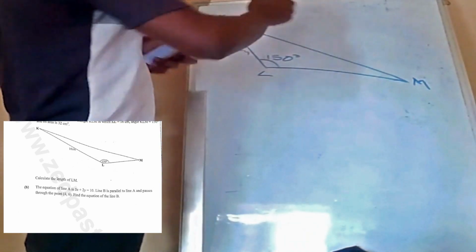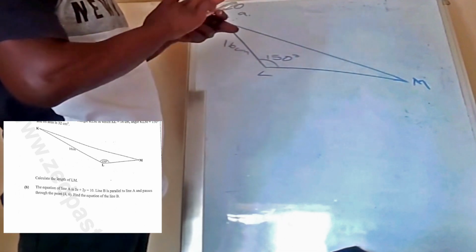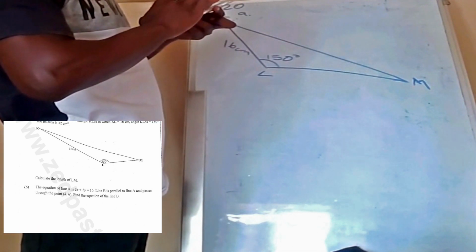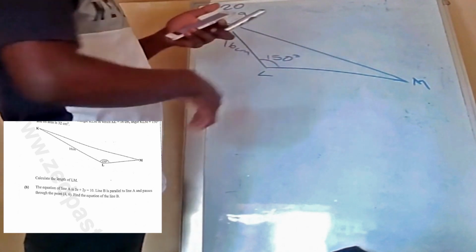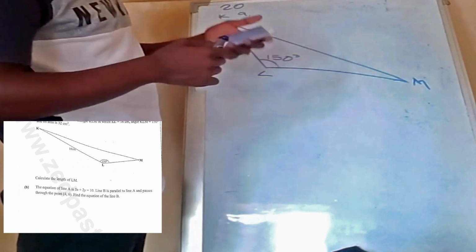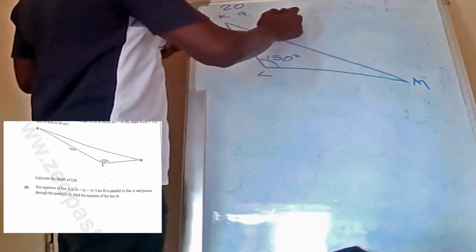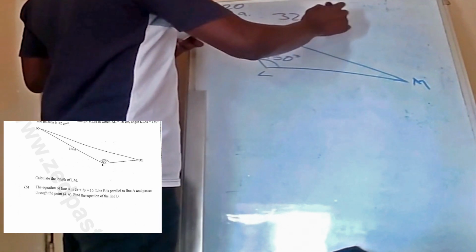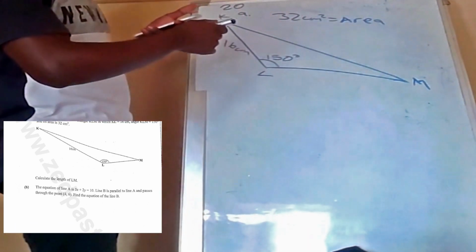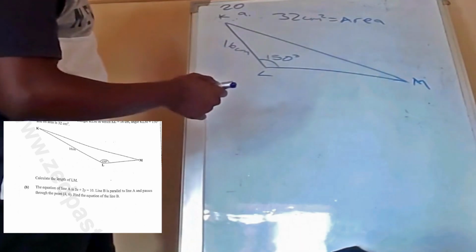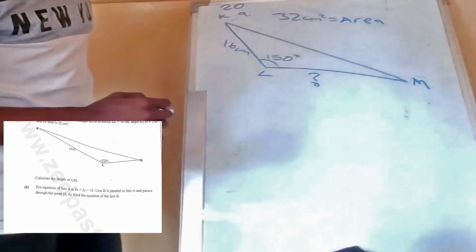So this is question number 28, and it's asking you to say the diagram below shows triangle KLM. KL is 16 centimeters, angle KLM is 150 degrees, and the area of the triangle is 32 centimeters squared. And you're asked to find the length LM. Calculate LM. This is what we're looking for.